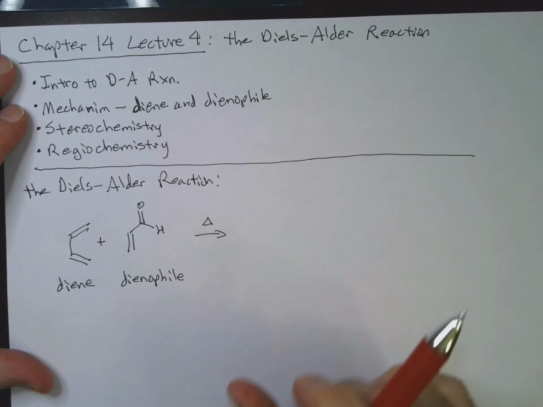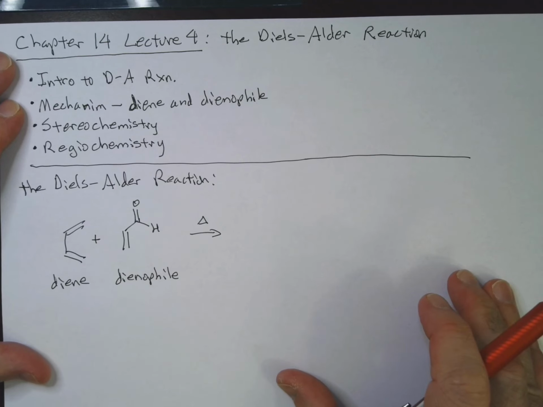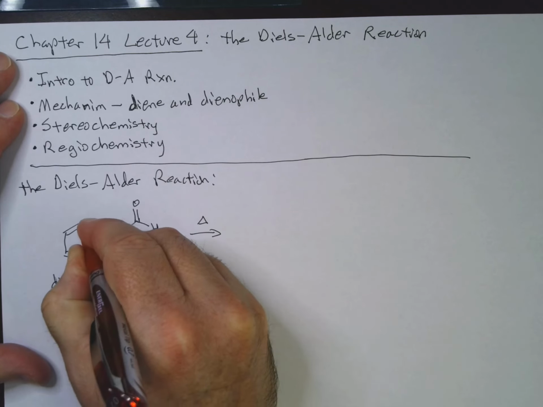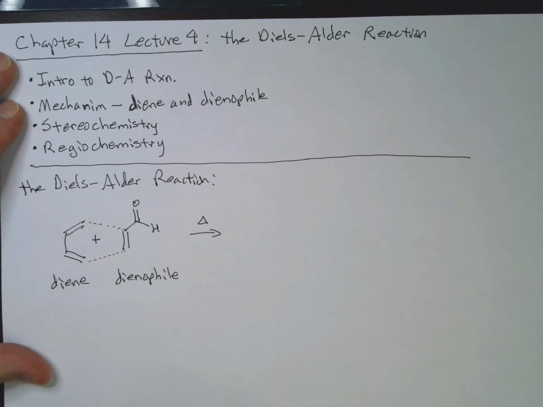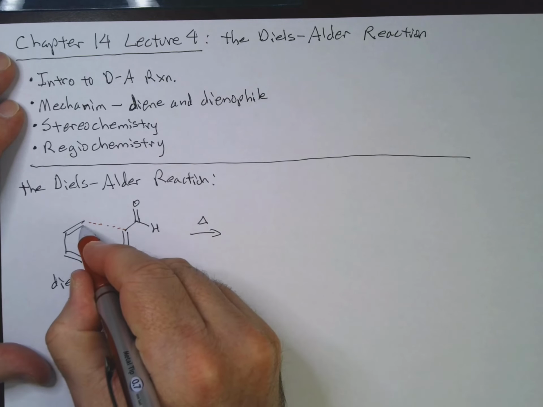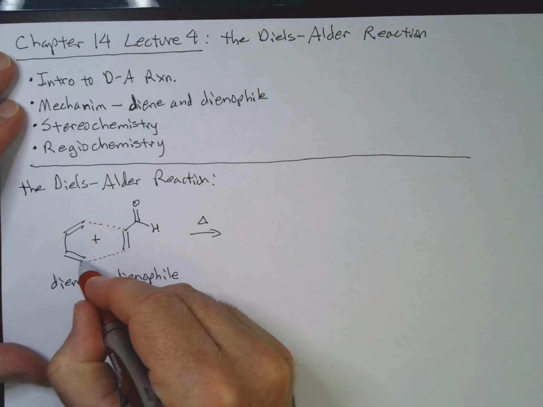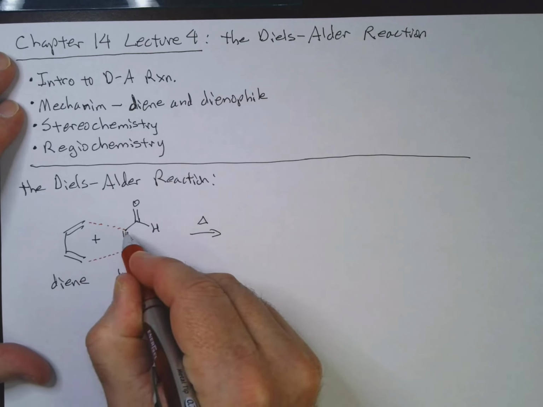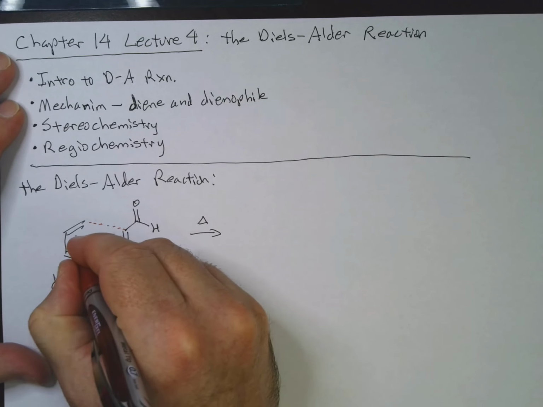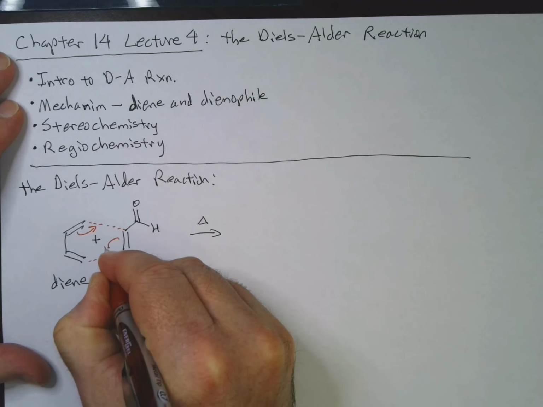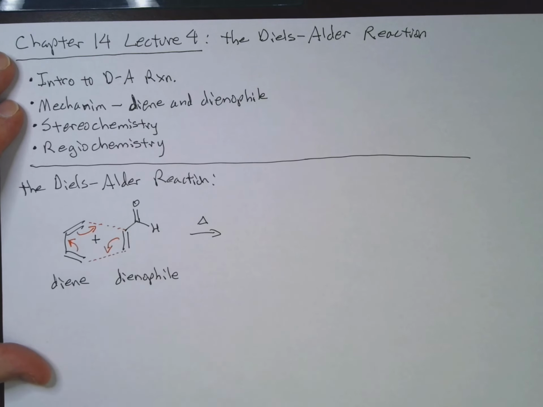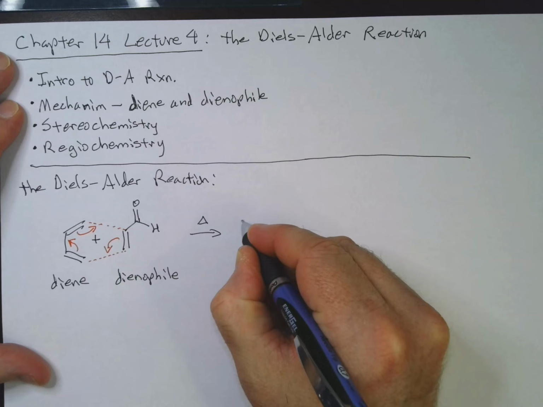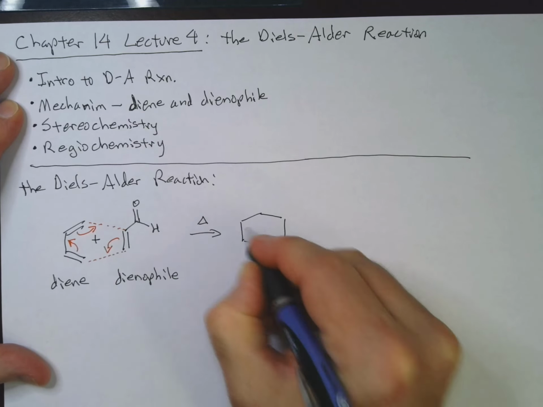The way that I like to figure out what the product is going to look like and draw the mechanism is to draw in the new bonds. So we're going to get new bonds there and there. We'll get a new bond between carbon 1 of the diene and carbon 1 of the dienophile, and then carbon 4 of the diene and carbon 2 of the dienophile. We can draw our curved arrows here to show the flow of electrons. And these dotted lines indicate our new bonds. So we're going to end up getting a six-membered ring.